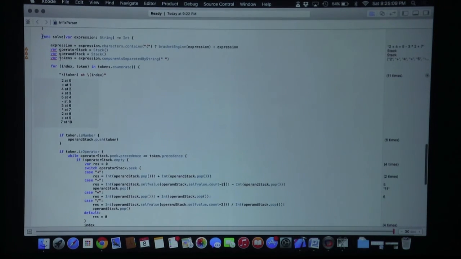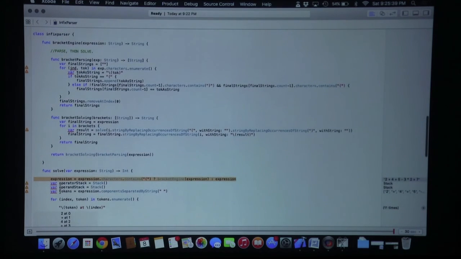Now, as you can see, our solve function, finally. This is our solve function, and we're taking the expression over here as a variable. This expression variable is a string, and we're returning an int because I just wanted an integer, not a double, since it's easier for me to test. Anyway, we are going to be removing all the brackets in this one line because we have an expression handler function.